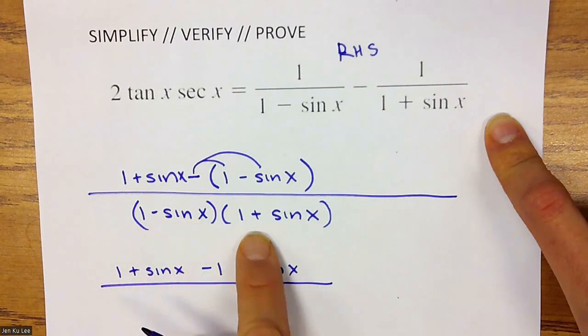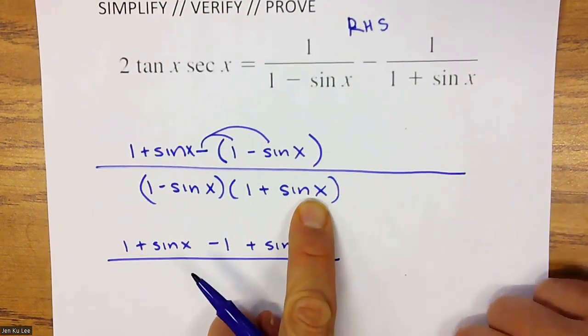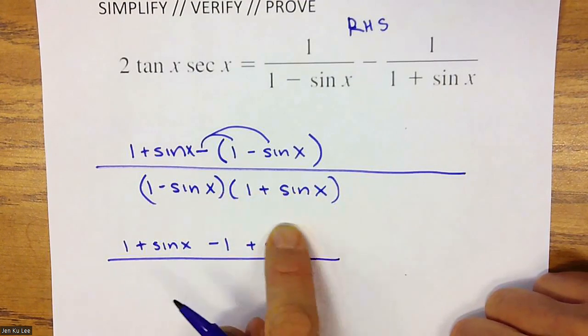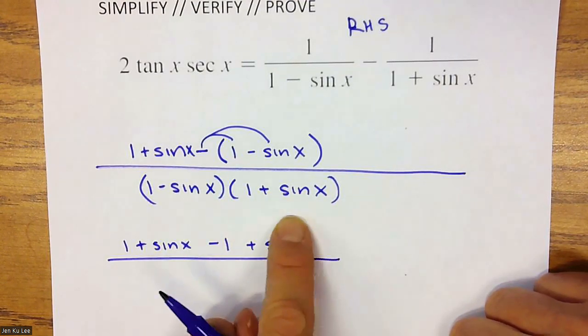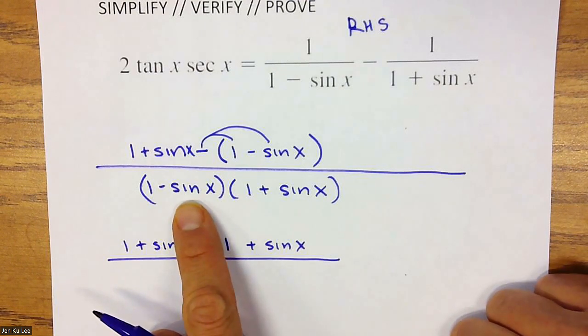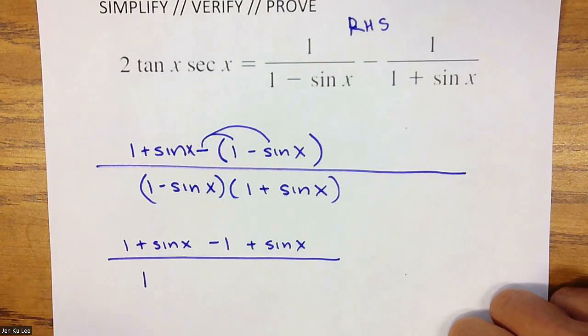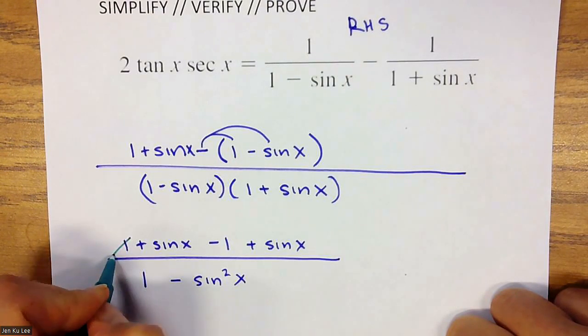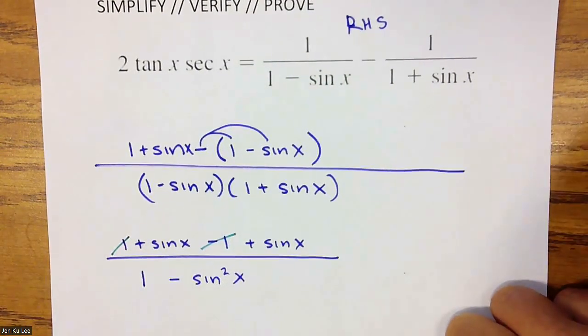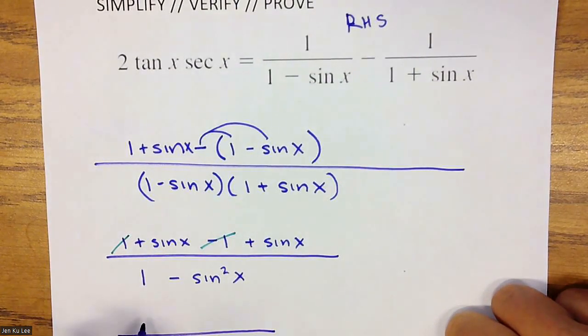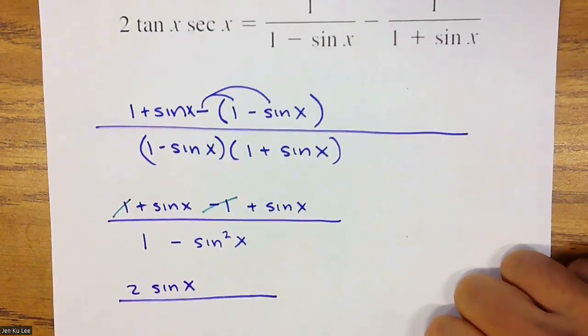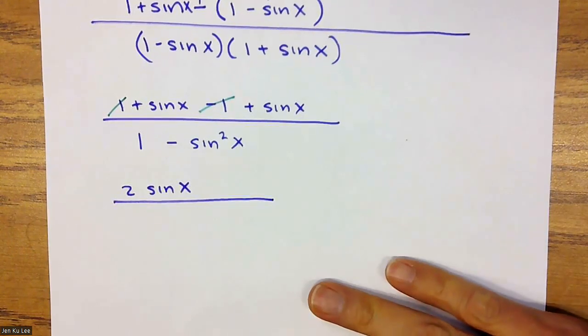What is 1 minus sine times 1 plus sine? What is that? We just talked about the special form, the difference of squares. So that's 1 squared, which is 1, minus sine squared x. Okay? Now in my numerator, simplifying it, 1, negative 1, they cancel out. And sine plus sine is 2 sine of x. Right? Over 1 minus sine squared x.